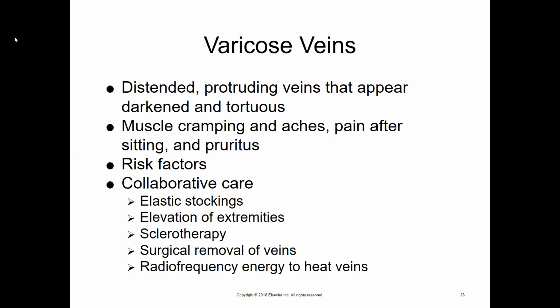Okay, so varicose veins are distended, protruding veins. They're usually darker in color than other veins, and they're tortuous. That means they have many twists and turns, just kind of ugly veins. Risk factors are female gender, older than 30 years old, and occupations that require prolonged standing. So you ladies, when you get over 30 and you're still nursing, you possibly could have varicose veins because we stand a lot as nurses. You can also get them during pregnancy, and with obesity, heart disease, and family history.